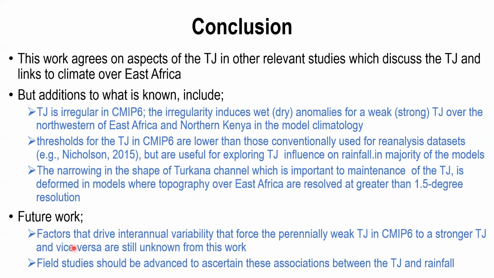However, we've not answered everything through this work. What's still unknown is that we've seen that we have a perennially weak TJ being forced to a stronger TJ and vice versa, but that is not known. So we still recommend that we need further field studies to ascertain associations between the TJ and rainfall.